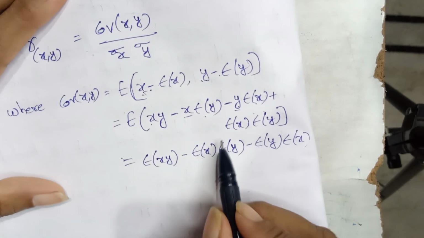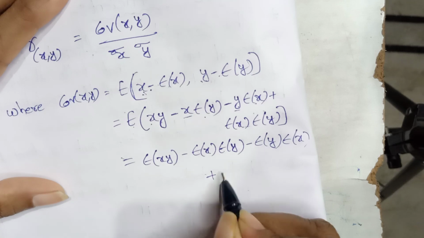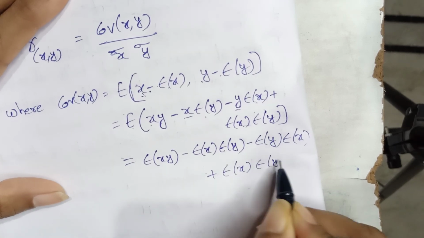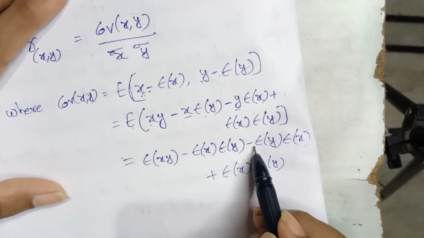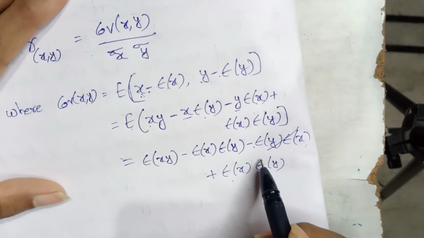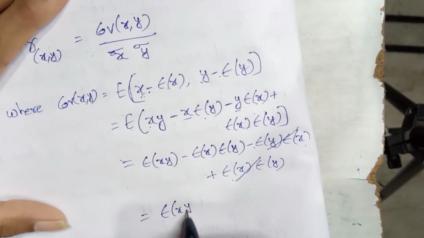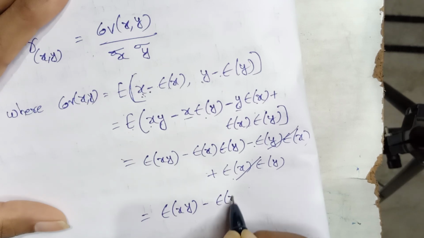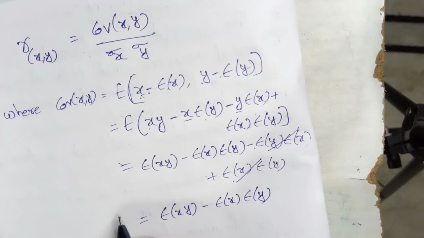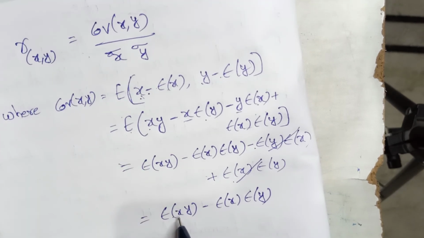Okay. And the next is expectation, already we are having. So plus expectation of x into expectation of y. So here negative sign, here plus sign, so both get cancelled. So the remaining term is expectation of xy minus expectation of x into expectation of y. Okay, so this is the formula for what? Covariance of x comma y in terms of expectations.